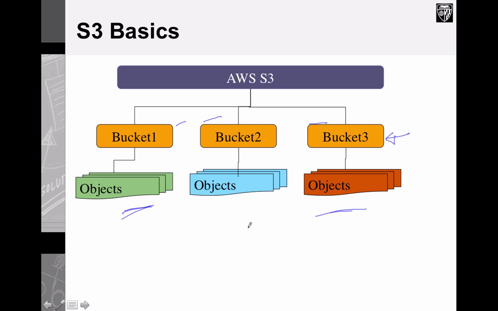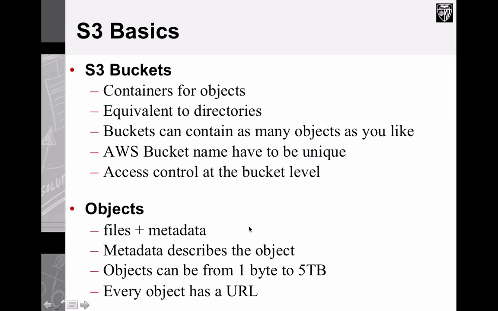We'll see what the differences are between an object and a file, and a bucket and a folder, in a second. So the S3 buckets, like we said, are the containers for your objects, and they are equivalent to directories in a traditional file system. And the buckets can contain as many objects as you like. The one thing that we have to remember is our S3 bucket name has to be unique across all customers, not just in your own account, but across all customers. The bucket has to be unique. And we'll see how to create uniquely named buckets in the next section.